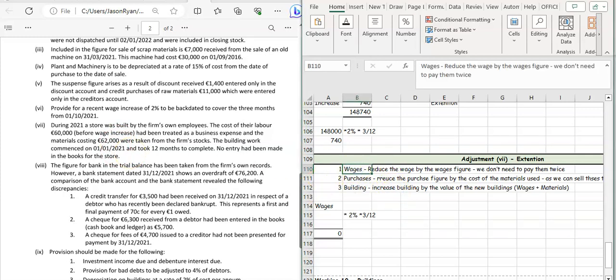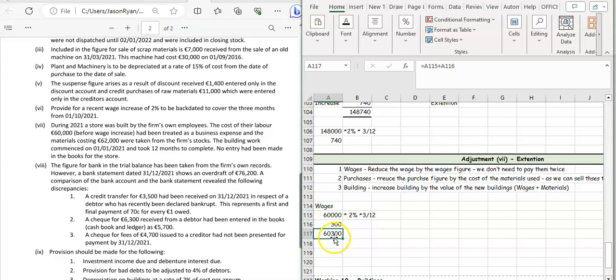So our wages are going to decrease. So we need to find out how much to decrease our wages by. So it tells in the question that 60,000 is the cost of labour. So we know that the wage increase is 2% from the previous working, and we know this for 3/12. So 60,000 multiplied by 2%, multiplied by 3 divided by 12. So the increase is going to be 300.